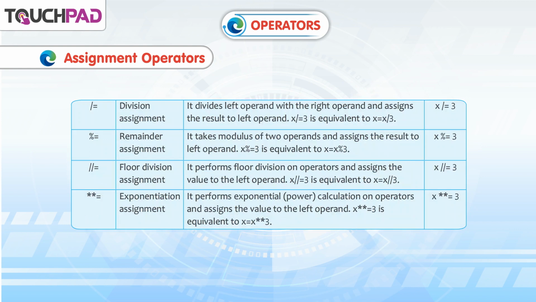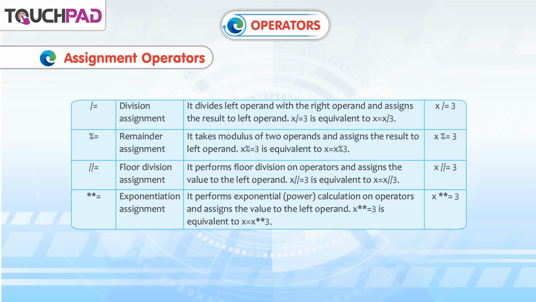Division assignment. It divides left operand with the right operand and assigns the result to left operand. X divided by equal to 3 is equivalent to x is equal to x divided by 3. Remainder assignment. It takes modulus of both operands and assigns the result to left operand. X modulus equal to 3 is equivalent to x is equal to x modulus 3.